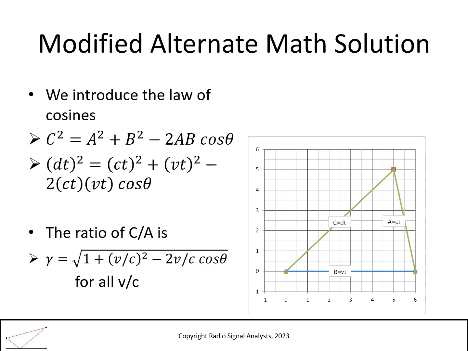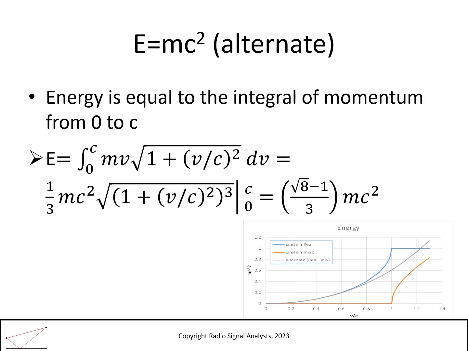This slide then augments the previous slide by introducing the law of cosines and non-perpendicular throwing angles. The Lorentz factor has been modified as shown. The consequence of this alternate solution is that the mass-energy equation is off by a small amount. Now we get E equals 0.61 mc squared.